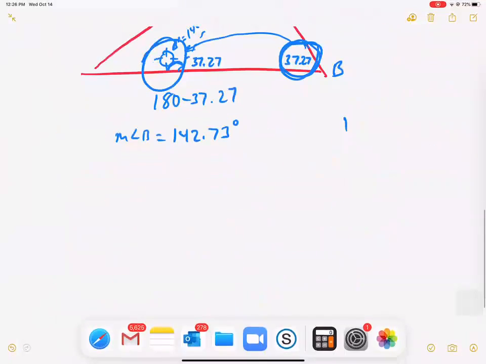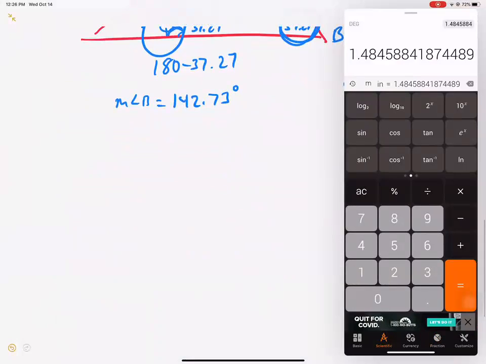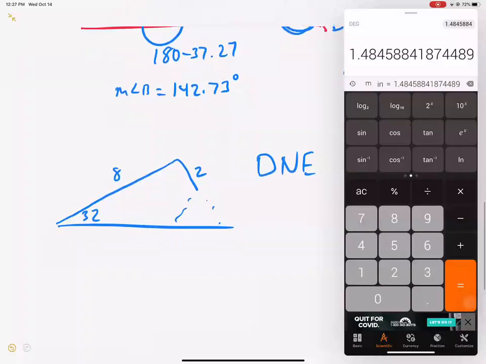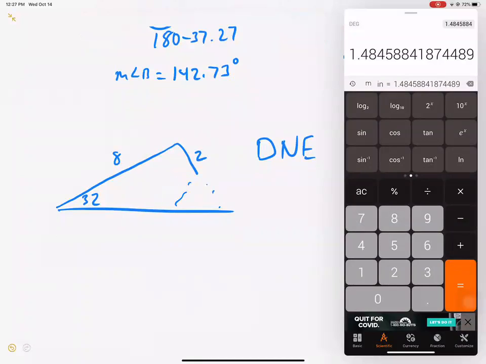If you end up with an ASS triangle that looks like this, if I say 32, 8, and let's give ourselves a number like 2. And you try to solve this problem. If you look at 2, 2's too short, and it never touches the ground. There's no way for 2 to make it to the ground. It's too short. So what happens is this triangle does not exist. DNE. Now, how do you know that? It's when you plug into your calculator. And on the homework, you will come up with triangles that are DNE.